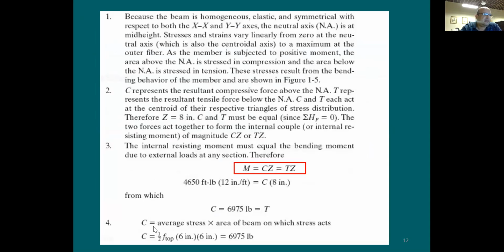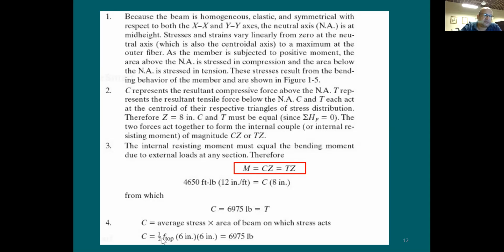We say total compression force is going to be equal to 69.75. How is this done? By setting the external moment to be the same as the internal moment value. Here's the external moment times 12 for conversion is going to be equal to C times 8. With that, you have the compression force or the tension force. This compression force is going to be equal to the volume of the stress block. Now, where's the volume of the stress block?